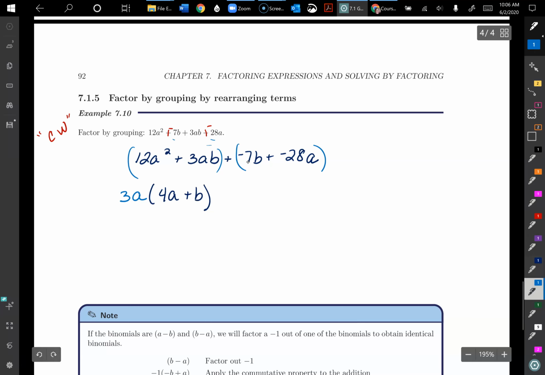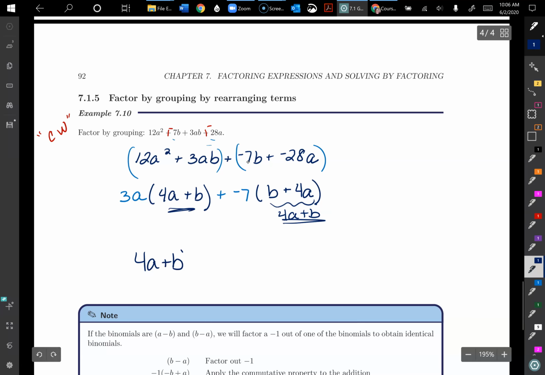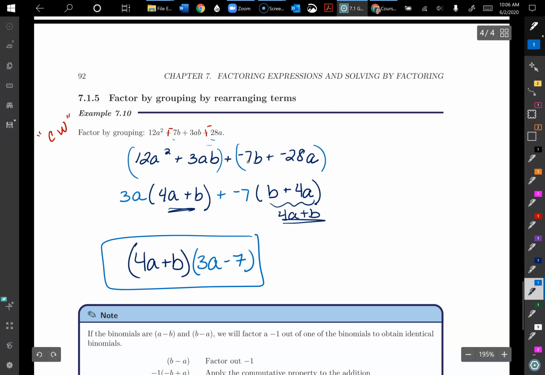And then on this one, I can pull out a negative 7, and I will be left with a b plus 4a. Now I can rearrange this to be the same as 4a plus b. So I do have a common factor there, 4a plus b, times 3a minus 7. That would be my answer.